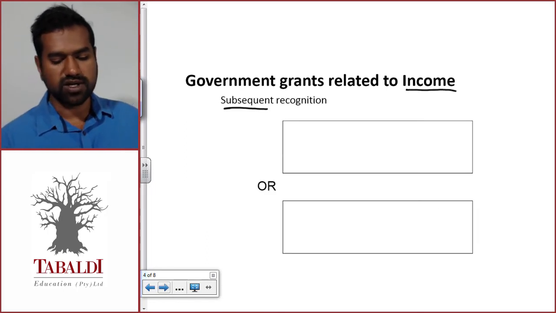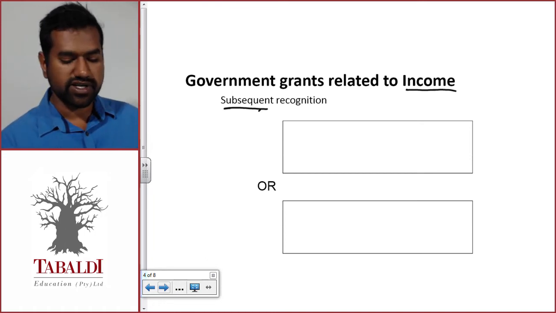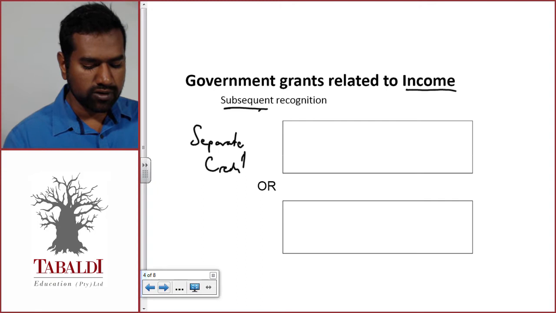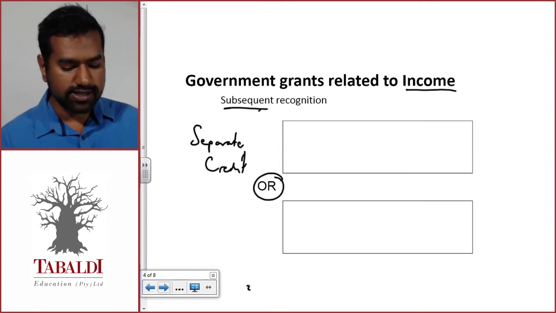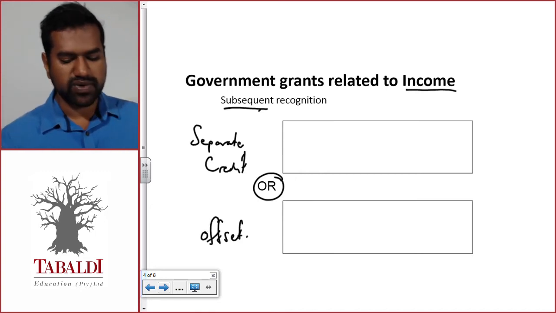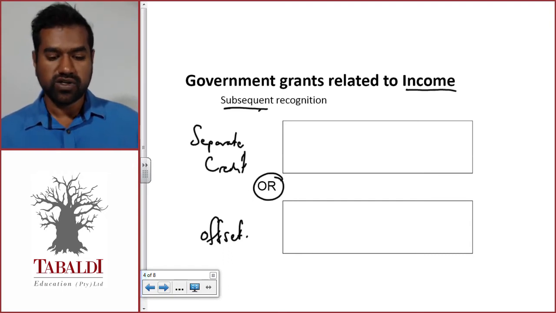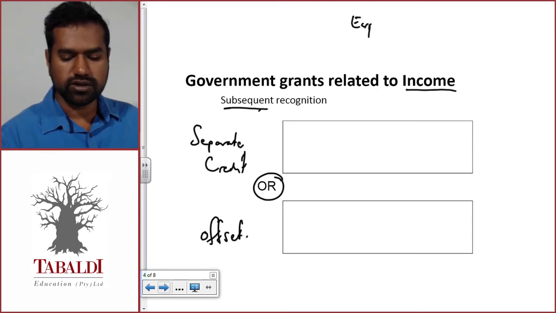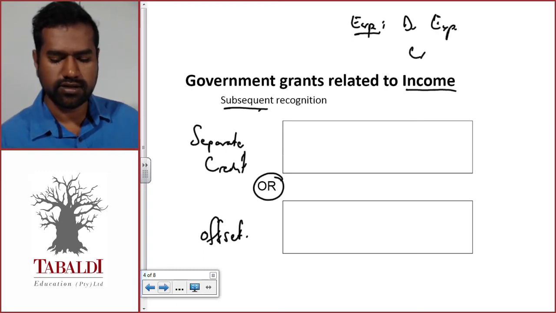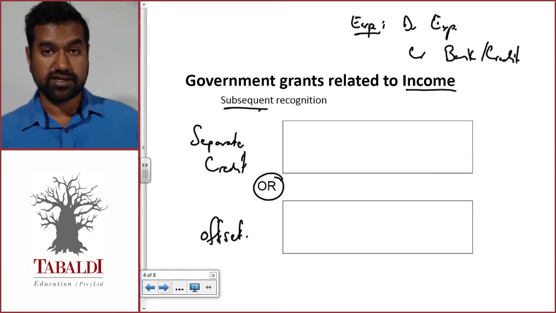So still working on an income grant, subsequent measurement. Remember, there's two ways you can then elect to present this. The first way is the separate credit method, or we can then elect the offset method. Regardless of which presentation method you elect, you are going to incur expenses for this grant. So typically, we have to record the expenses: debit your expense, credit bank or creditors, whatever the case may be.